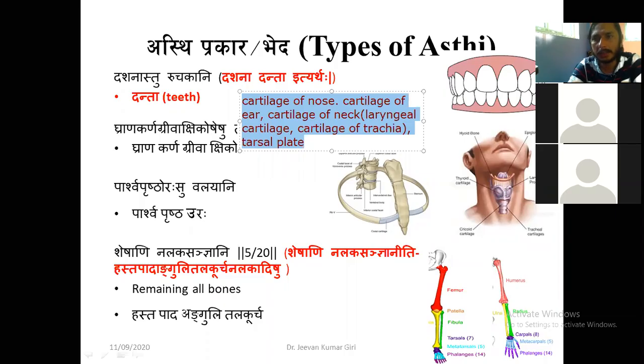So laryngeal cartilage, see here. Okay, so these all are the cartilage in the Griva region. So this tracheal cartilage, the laryngeal cartilage. So these all are the cartilage of the Taruna Asti in the neck region, Griva region.